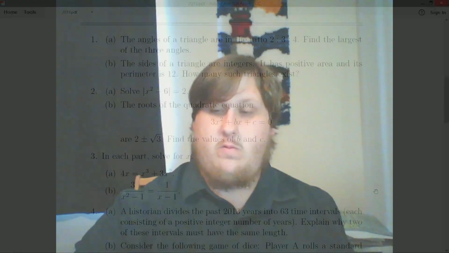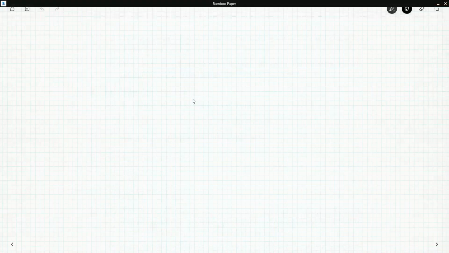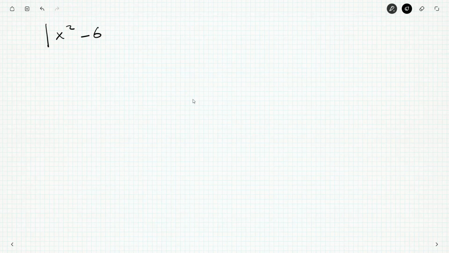So question 2, like most questions early on in these contests, splits into two parts. Part A for question 2: solve the absolute value of x squared minus 6 is equal to 2. Okay, that shouldn't take us too long.